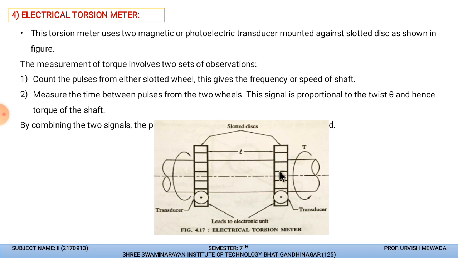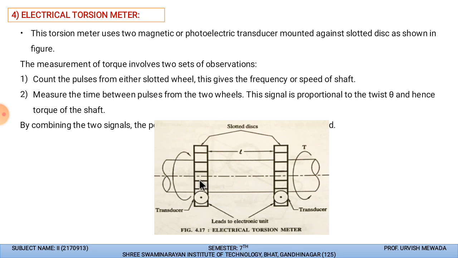So this is the electrical torsion meter. By using this electrical torsion meter we can measure the torque of any rotating shaft. So this is the direction of rotation of the shaft, and this is how we can set up the transducers on the shaft for the measurement of rotation in terms of torque, and that torque is measured in terms of electrical energy. So that's why it is called the electrical torsion meter.